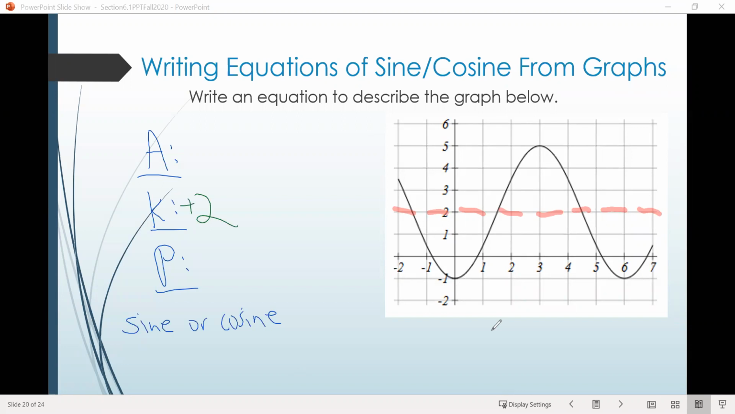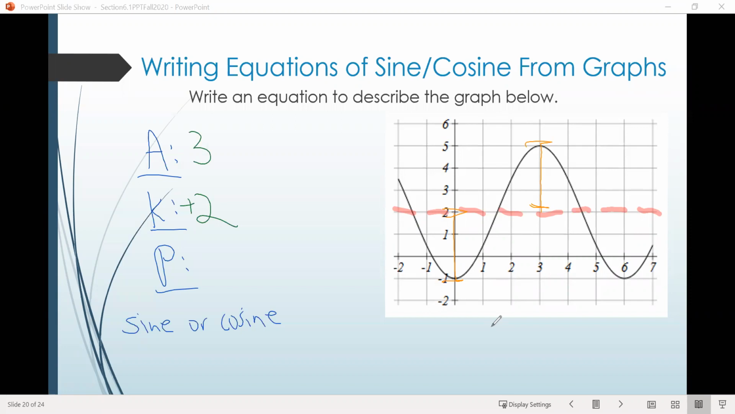Once we have that, then we can identify what the amplitude is. So we look at how far above and below the midline the function goes, and it looks like it goes 3 units up and 3 units down. So we know that our amplitude here is 3.